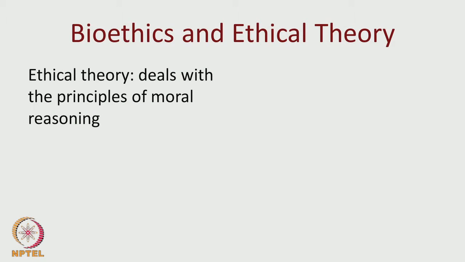This is where we can see that ethical theory deals with the principles of moral reasoning. How we can go ahead with moral reasoning. Moral reasoning deals with what is right, to justify how a particular action can be justified as the right action, or why we should avoid certain courses of action in certain contexts. So, all these things are what ethical theories will normally deal with.